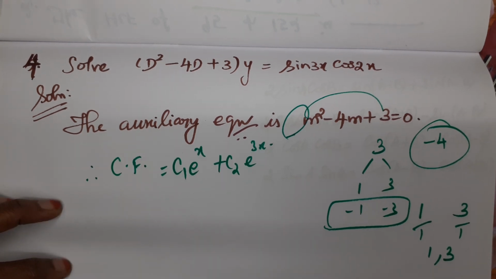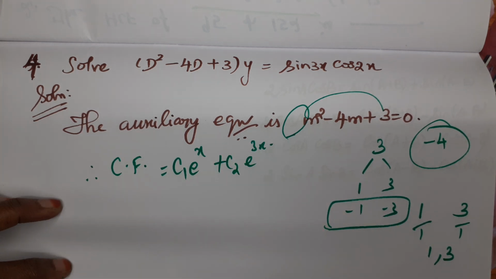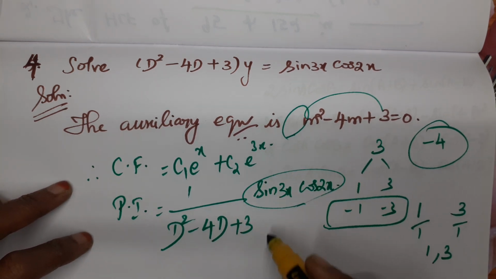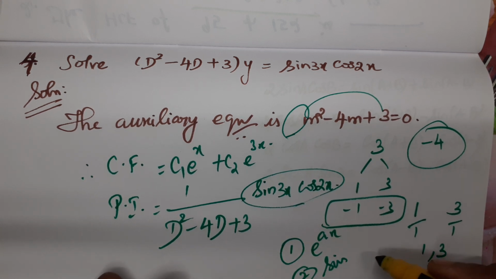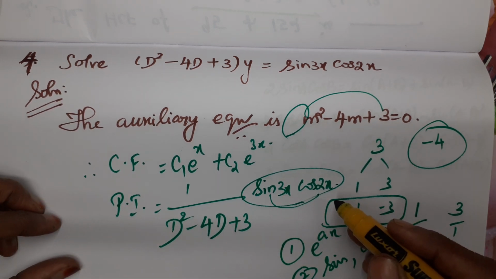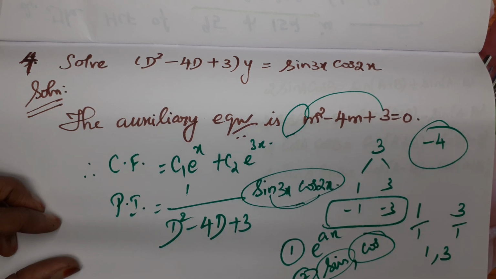So the CF is, since both the roots are different, CF is C1 e power x plus C2 e power 3x. And PI is equal to 1 by D squared minus 4D plus 3 into sin 3x cos 2x. In case number 1, we saw e power ax. In case number 2, now we are discussing, either we have sin or cos, not a product of both, right? So how to convert this? How to split this into either the sin term or the cos term?